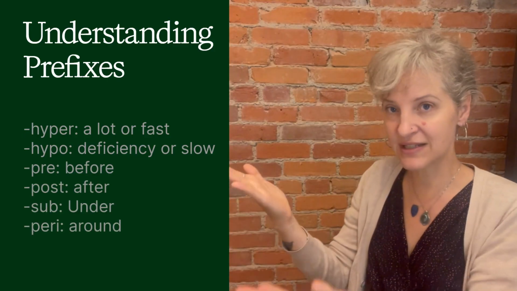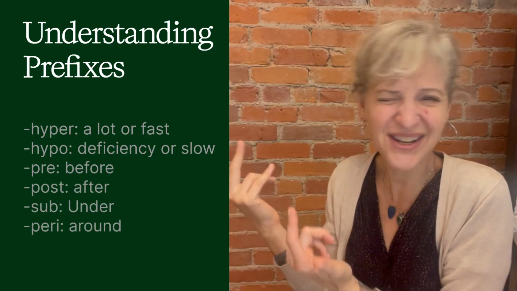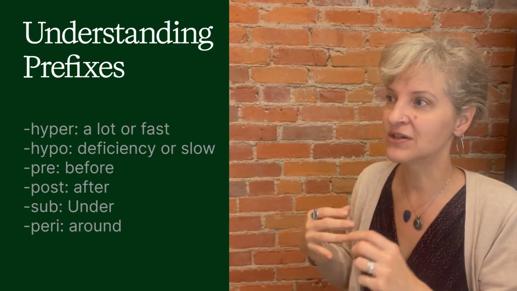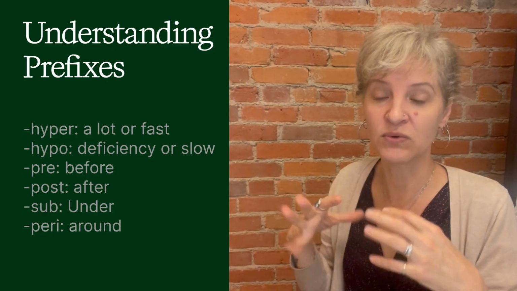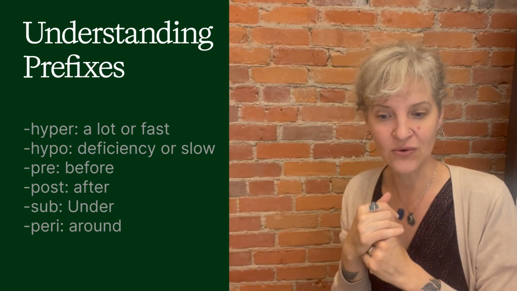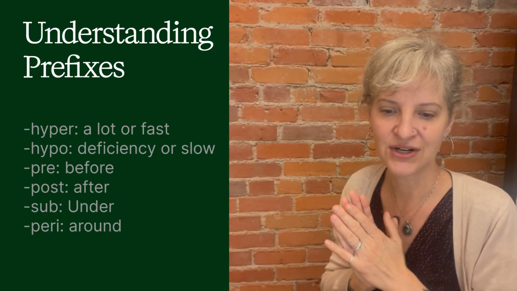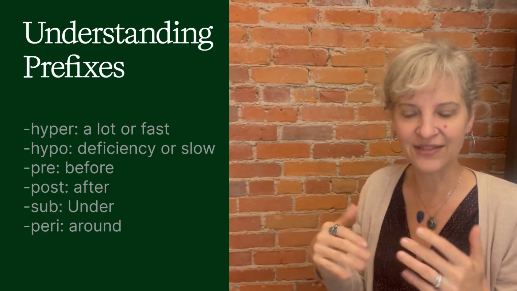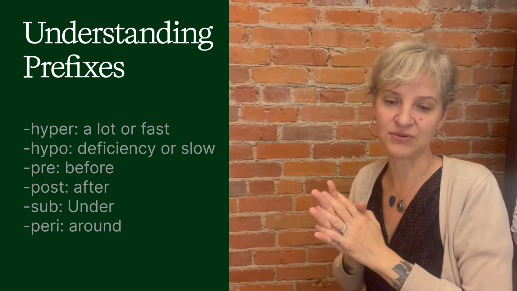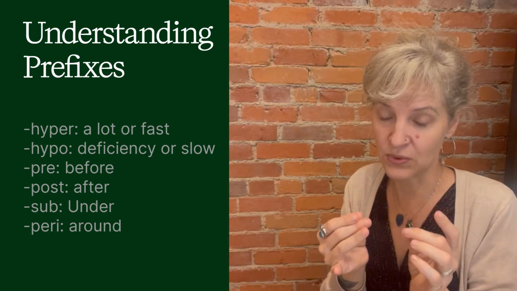And then prefixes, that's a little term that comes at the beginning. Pre means before. Oh, we're already using terminology. So we've got hyper, which means having a lot of or going really fast. There's hypo, which is a deficiency or going slow. And then there's pre, which is before. There's post, which is after. There's sub, which is under. And there's peri, which is around. These are all prefixes that help you to understand a little bit more about what's going on with the subject.